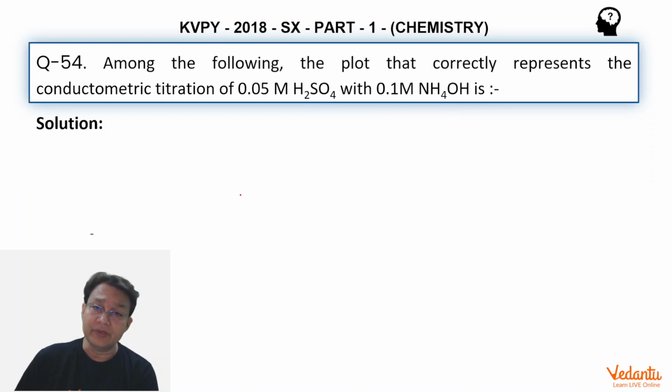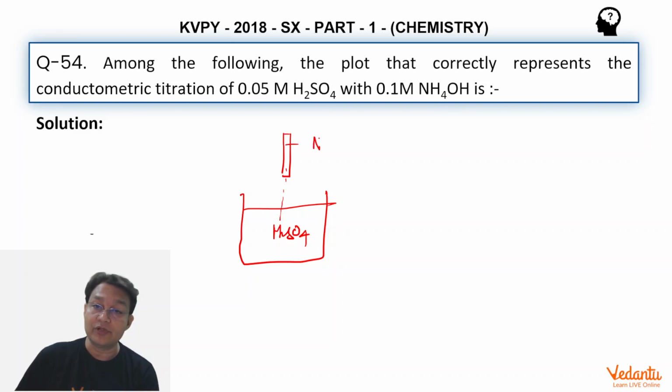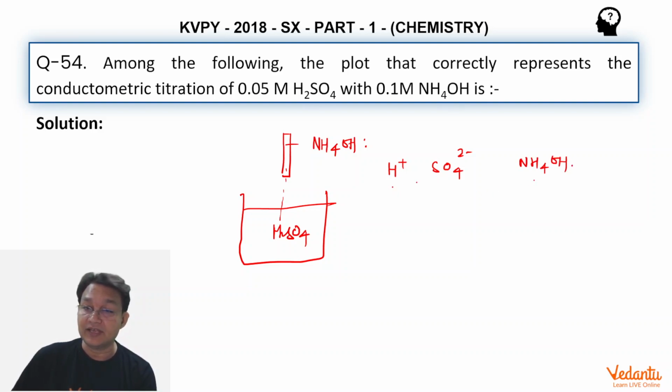The approach of the problem is that we have H2SO4 and we are adding NH4OH into this. So if we are adding NH4OH, a neutralization reaction will take place. The H2SO4 solution contains H plus ion and sulfate ion, and we are adding NH4OH. So this NH4OH will destroy the H plus ion. So when we start adding NH4OH, H plus will be destroyed.